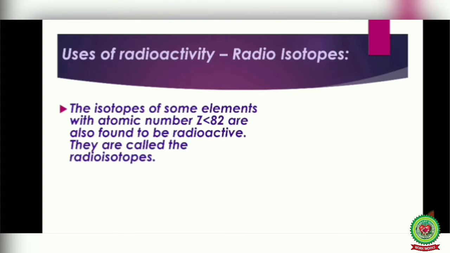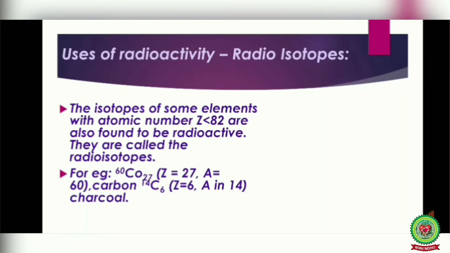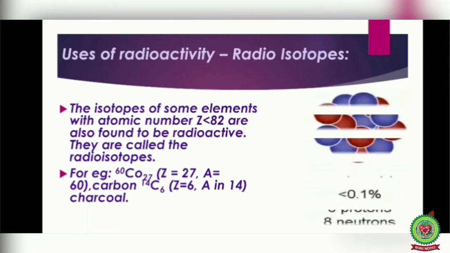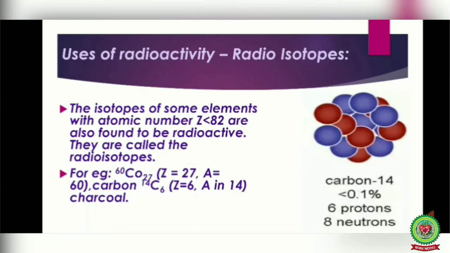The isotopes of some elements with atomic number greater than 82 are also found to be radioactive. They are called radioisotopes. The reason of radioactivity, we have already done it, is the huge difference between the number of neutrons and the number of protons in an atom of an element. Some examples are cobalt-60 (atomic number 27) and carbon-14. You can see carbon-14 is a radioisotope, and the number of protons is 6 and the number of neutrons is 8. So there is a difference between the number of protons and neutrons.